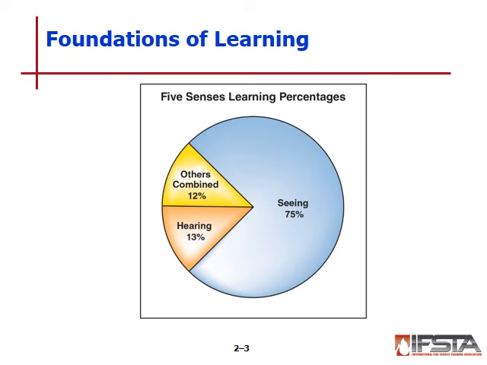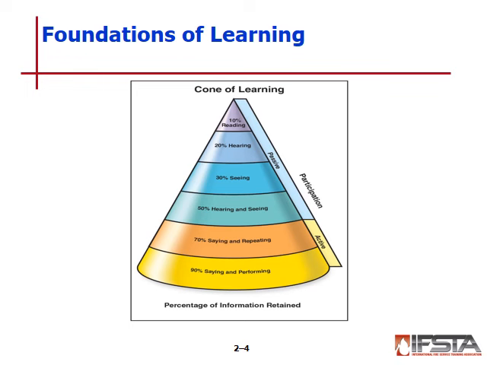75% of seeing, 13% of hearing, and 12% of all the others combined. So our cone of learning. Now this cone illustrates the approximate amount of information retained. Again, it's very important to remember these percentages.